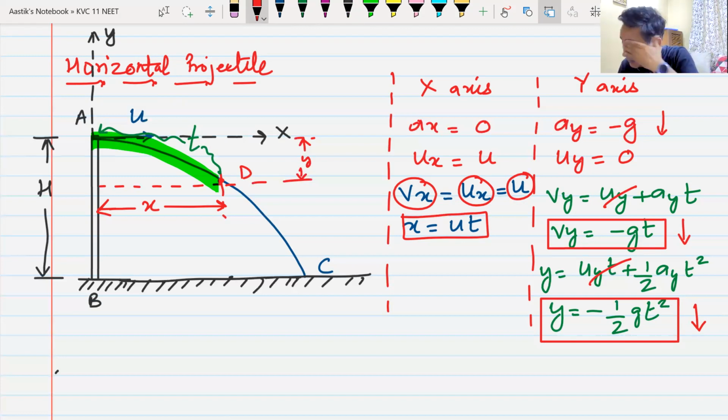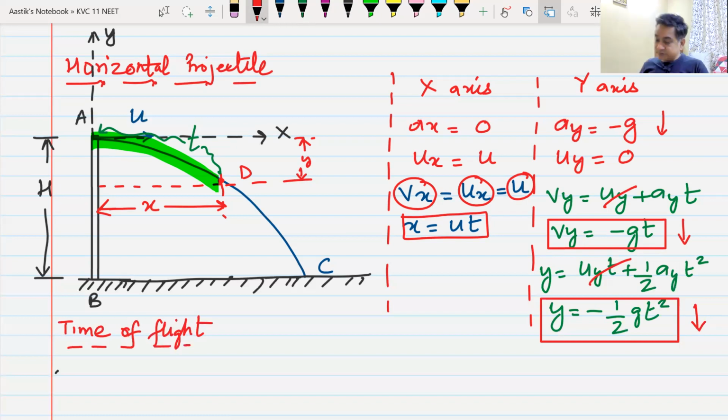Okay. Now, what are the things that can be asked here? These are the general formulae that I've made. Now we will have two formulas that we'll have to remember. The first formula is time of flight. The time of flight is the time taken to go from A to C. Do we understand this, bacha?